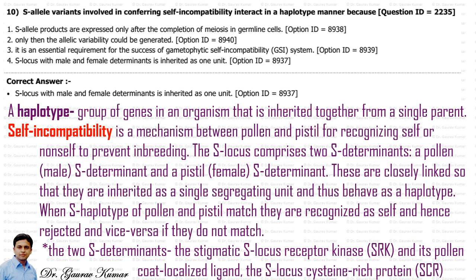In self-incompatibility, the S locus comprises two S determinants, a pollen, that is male, S determinant and a pistil, that is female, S determinant. These are closely linked so that they are inherited as a single segregating unit and thus behave as a haplotype. When the S haplotype of pollen and pistil matches, they are recognized as self and hence rejected, and vice versa if they do not match. The two S determinants are the stigmatic S locus receptor kinase, which is the female determinant, and its pollen coat localized ligand, the S locus cysteine-rich protein, which is present on the pollen, that is the male S determinant.